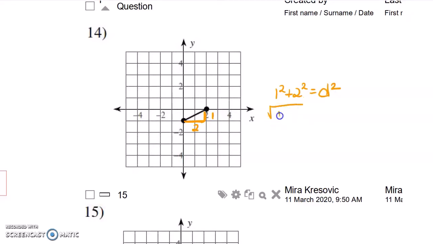So 1 squared is 1, 2 squared is 4. When I take the square root of that combined, we get the square root of 5. In Moodle tonight, I believe on all but the last problem, they want you to estimate to the tenths. So this one, I would say d is approximately 2.2.